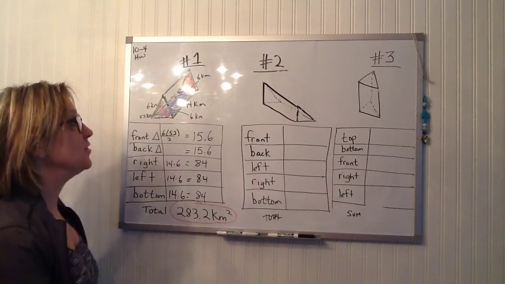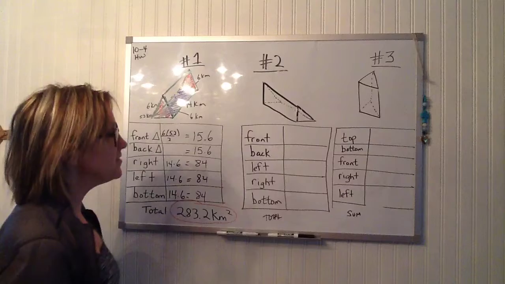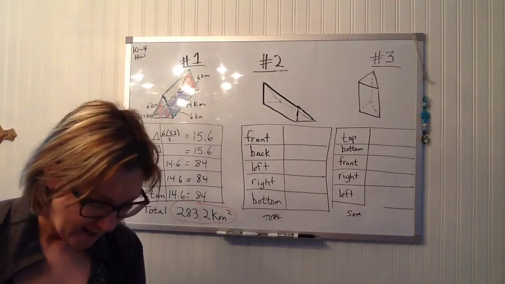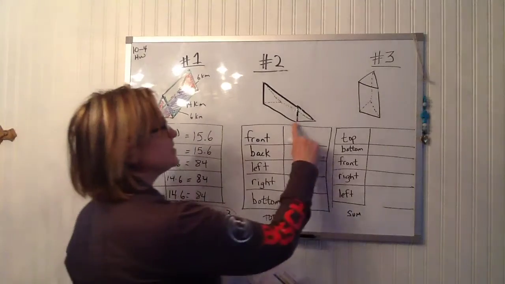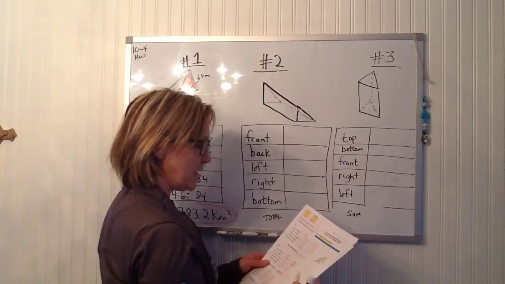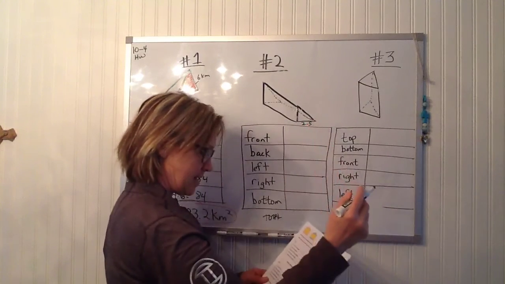Moving on to number 2. You can see it's still a triangular prism, but it's shaped a little bit differently. I'll start by adding on the dimensions so we can go through them together. Here's a triangle and the base is 2.5 feet.